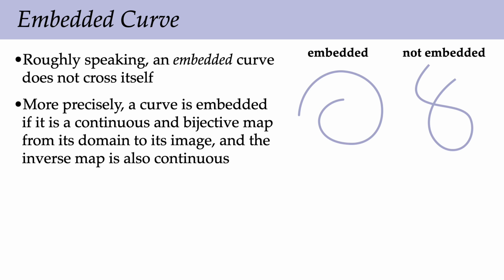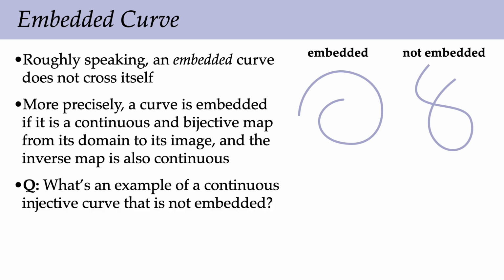It takes a minute to digest. It's helpful to have some examples. So, for instance, what would be an example of a continuous injective curve that is not embedded? So it doesn't break or jump anywhere. It's one-to-one. Every point in the interval gets mapped to a distinct point in the plane.